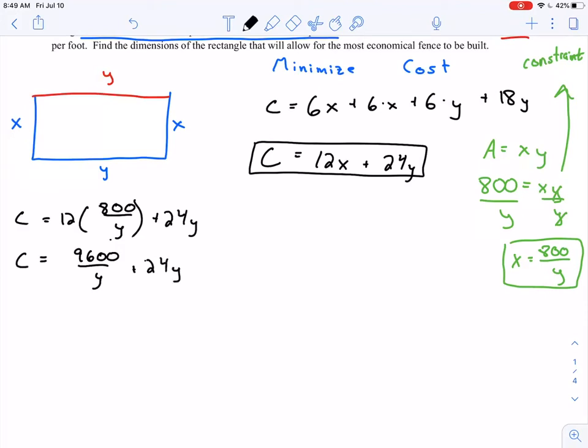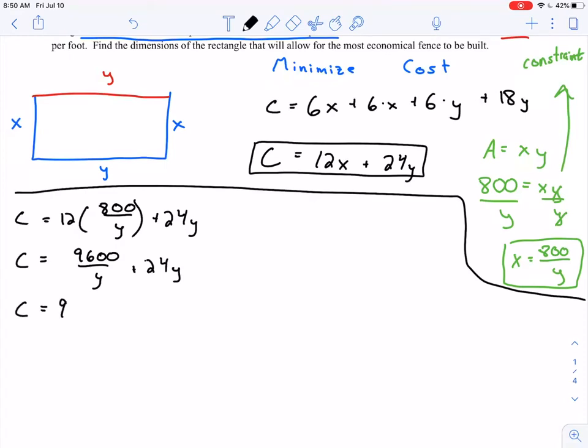You could use the quotient rule here if you want, but hopefully you know by now that I just don't like using the quotient rule. So I'm going to write that as c equals 9600 y to the minus 1 power plus 24y. No matter what our domain looks like, and I'm going to come back at the end of the problem and think about that, we still want to find our critical numbers. So that's what we want to do first here.